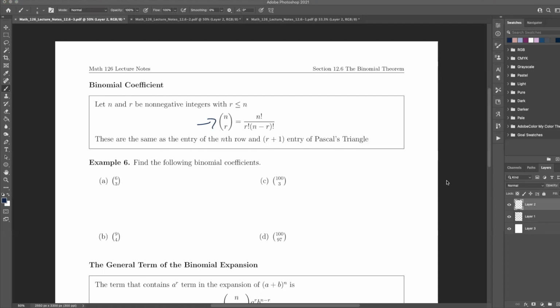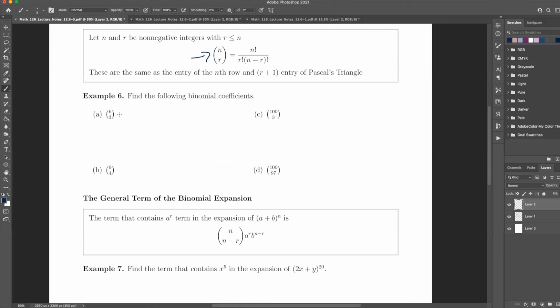So you can have n choose 0. And so here is just the formula. It's n factorial, so whatever n is, n factorial divided by r factorial times n minus r factorial. So let's do a couple of examples.